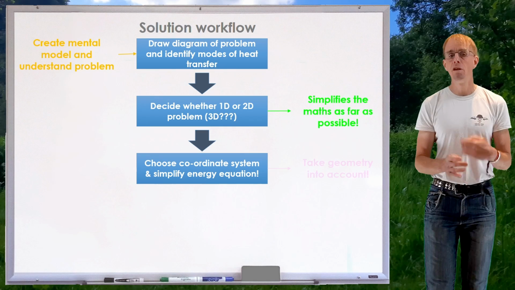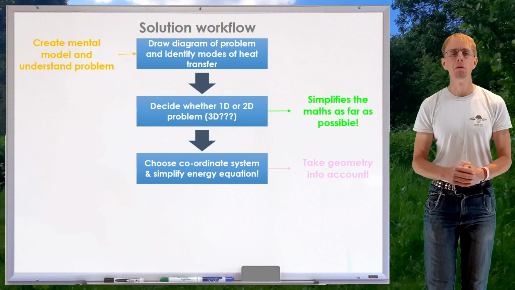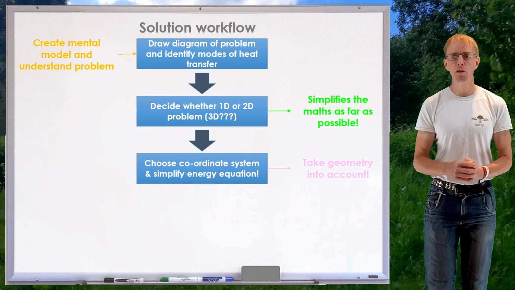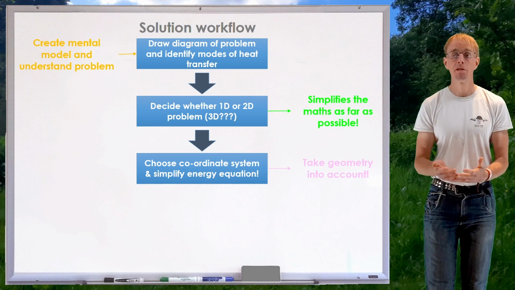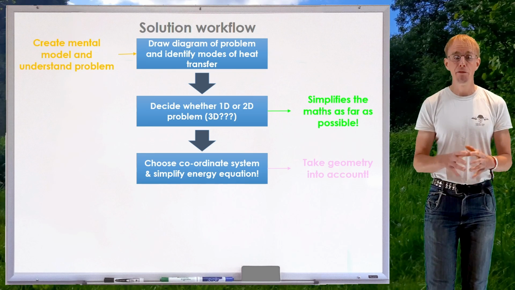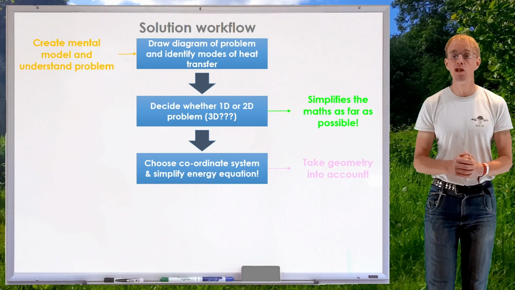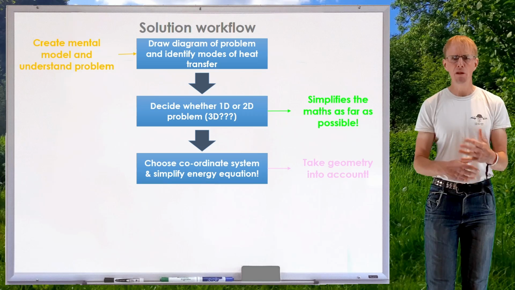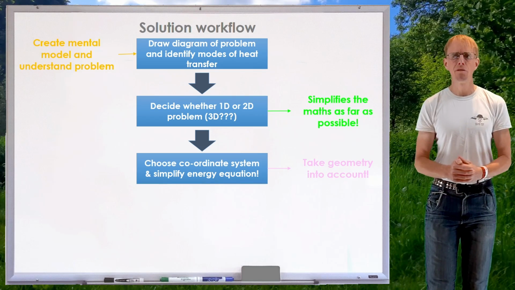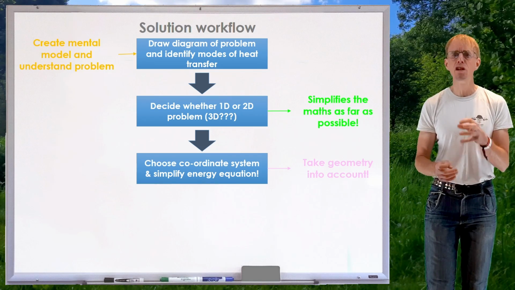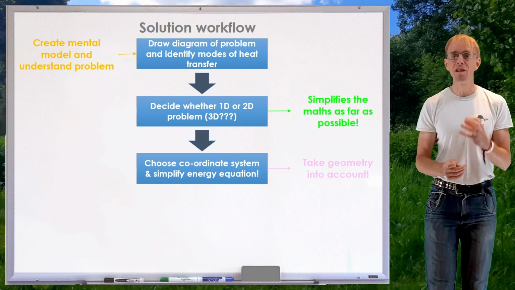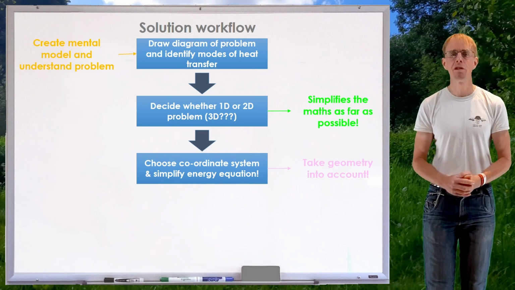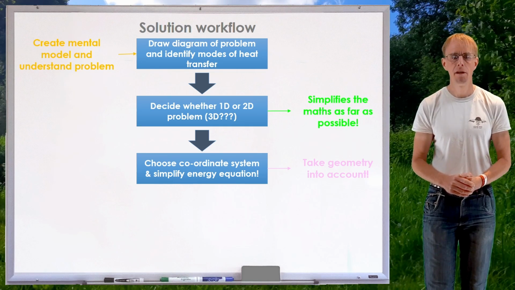Once you've decided whether you've got a 1D or a 2D or a 3D problem, then what coordinate system best describes the problem that you're solving? So it's time to think about the geometry. Take geometry into account and then figure out how to simplify the energy equation. Can we put it into Cartesian coordinates? Nice and simple. Do we need spherical polar coordinates? Maybe go into a standard text and make sure you've got every term correct, but also that you're not including any terms that you don't need. Because again, that will simplify how you solve the equation.